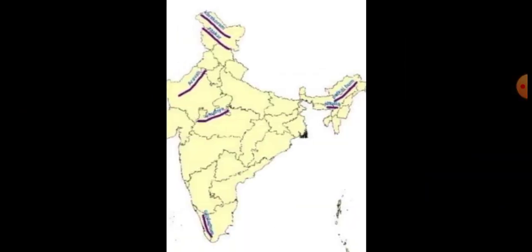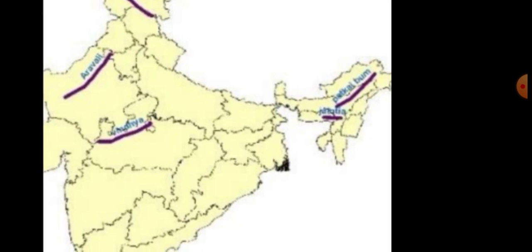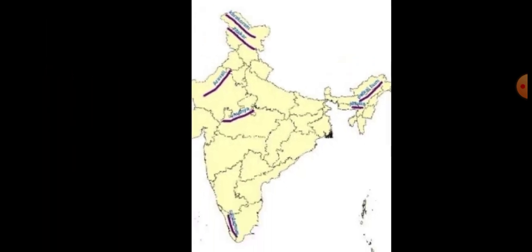Okay, then just see the next map, the Patkai Hill. Patkai Hill is nearby eastern India, on the east side of India's map. Just see the east side, there Patkai Hill is there. Okay, they have given it like a dam, that is Patkai Hill. Okay, nearby Arunachal Pradesh. There Patkai Hill is given.